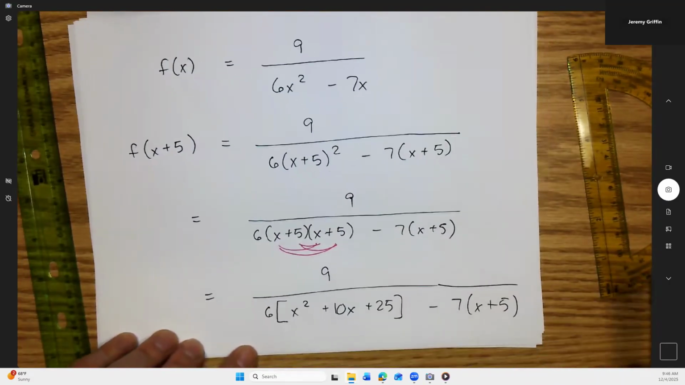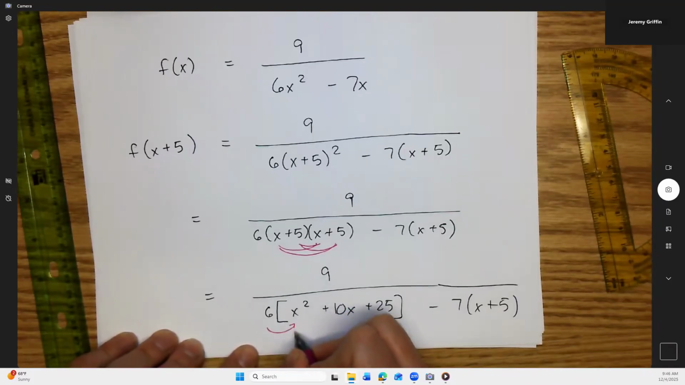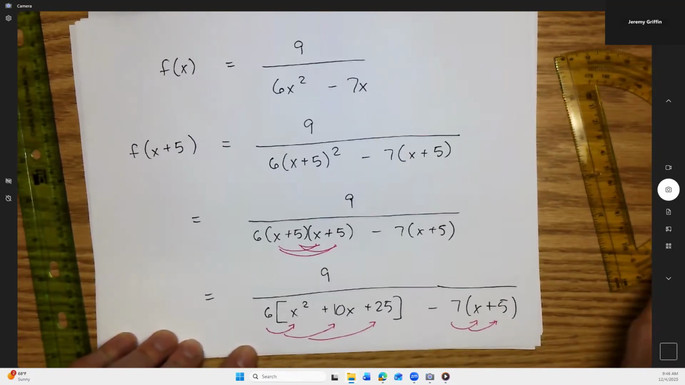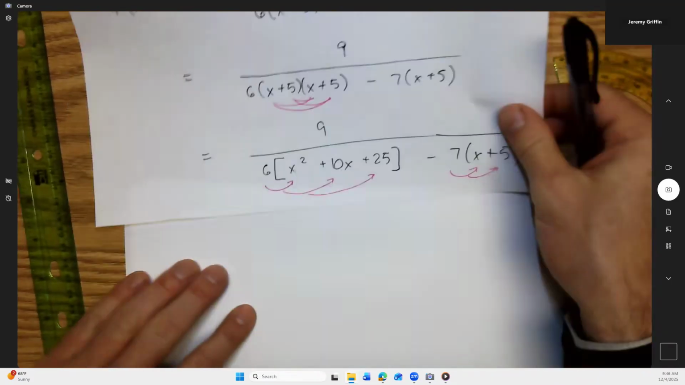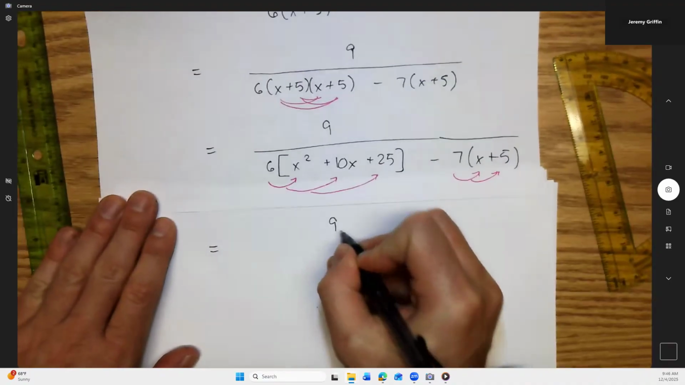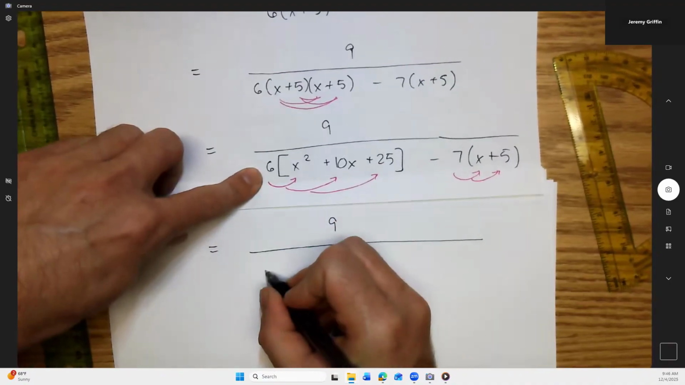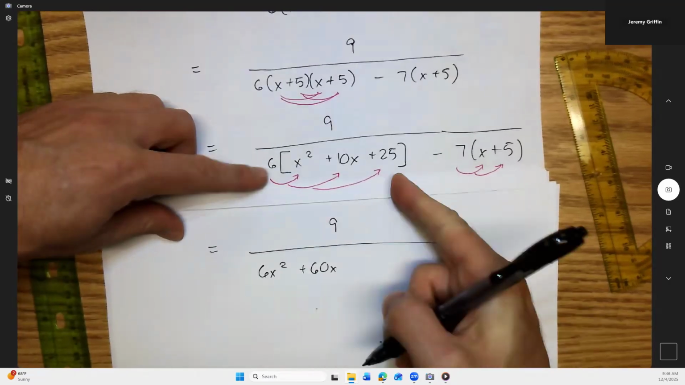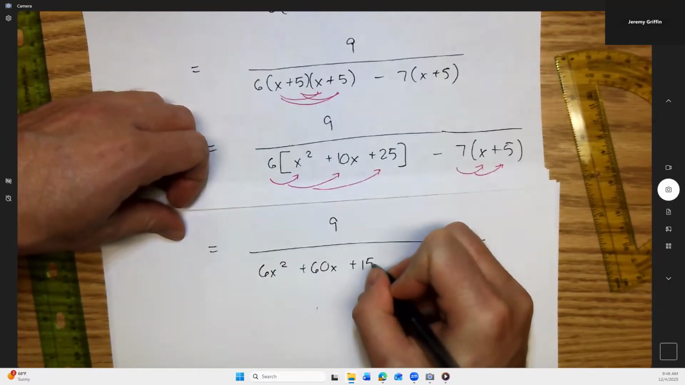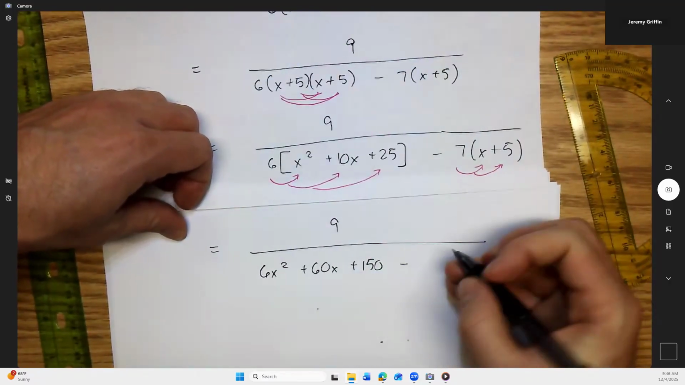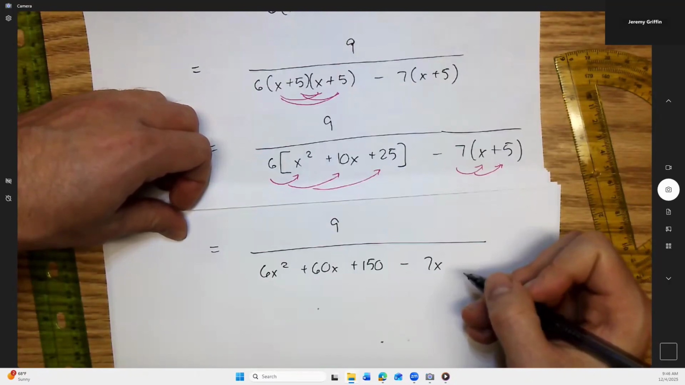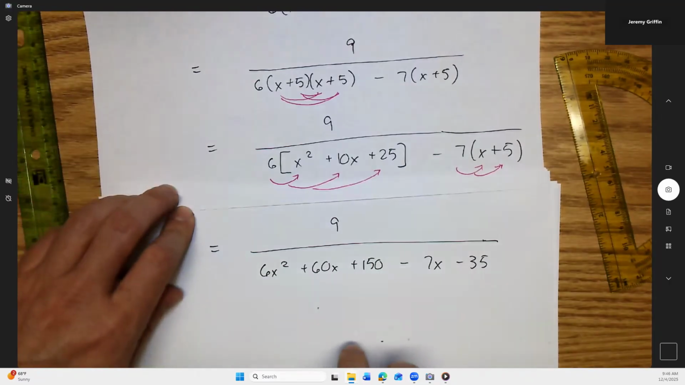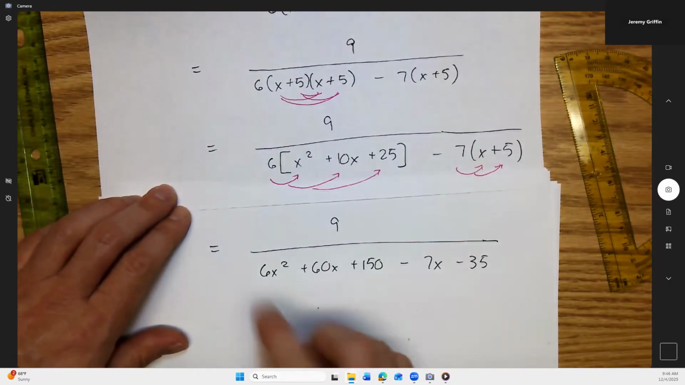Next step, let's do some distribution. The 6 distributes, and the 7 distributes. So it gives you 9 divided by 6x squared plus 60x plus 150, minus 7x. And that's 35. Finally, can you combine like terms?